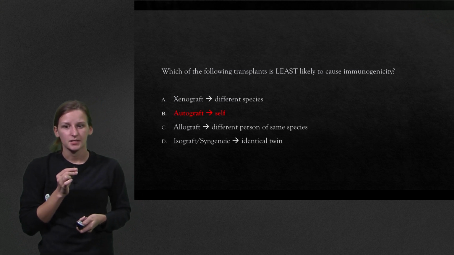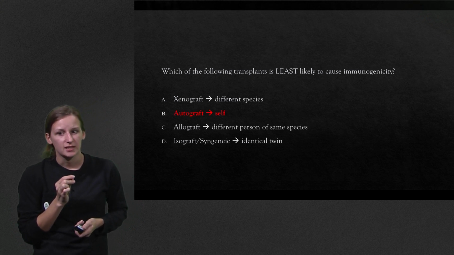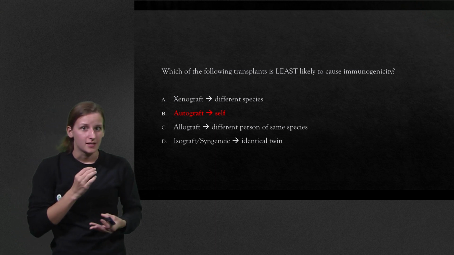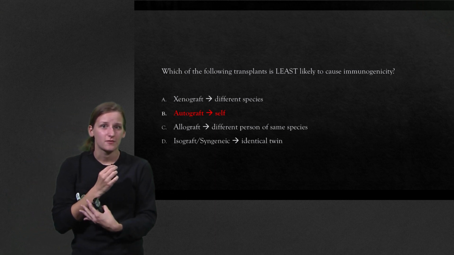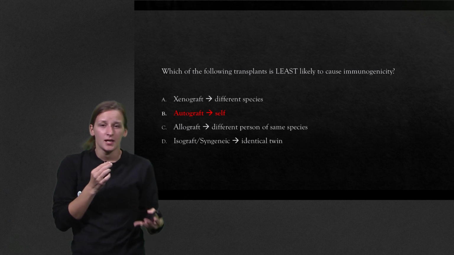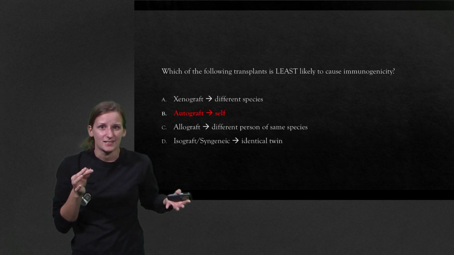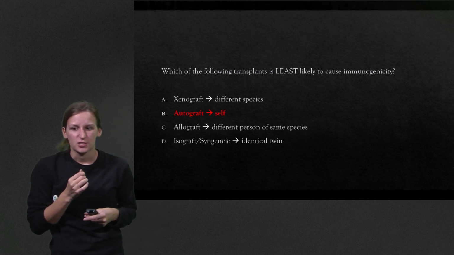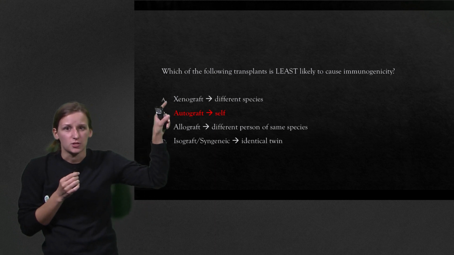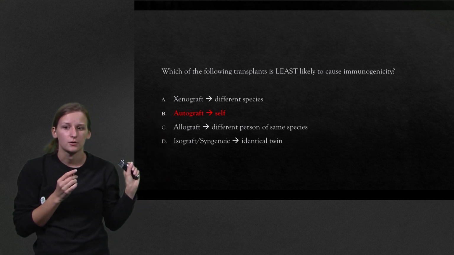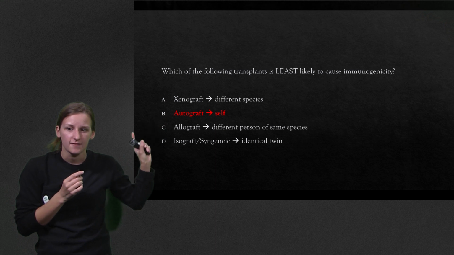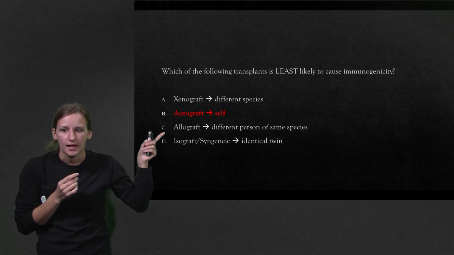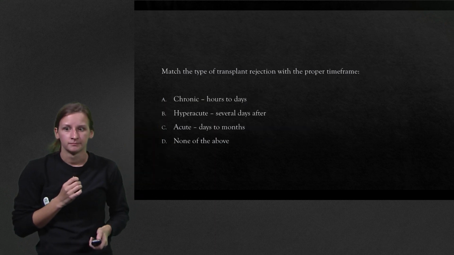So this one is least likely to cause immunogenicity. That would be autograft. Think about it. Like, you've got skin cells or whatever from yourself and you're transplanting it elsewhere. It's yourself. Your body's going to recognize it as you. Whereas xenograft is different species. That would be the most immunogenic. So autograft is going to be least, followed by an identical twin, followed by allograft, followed by xenograft.